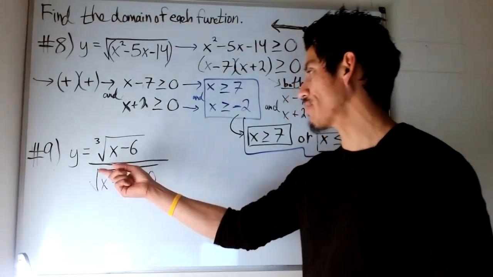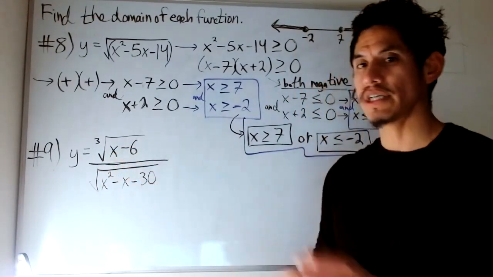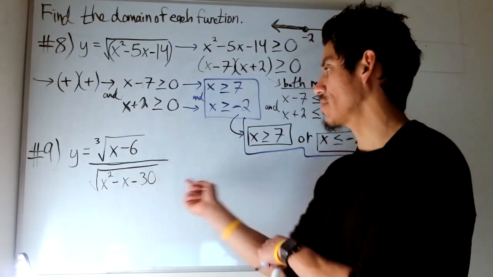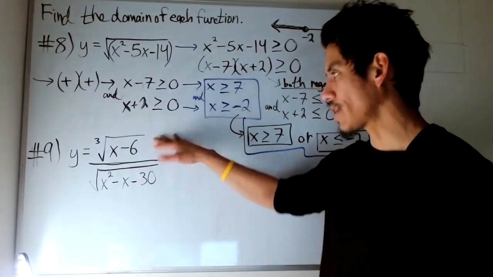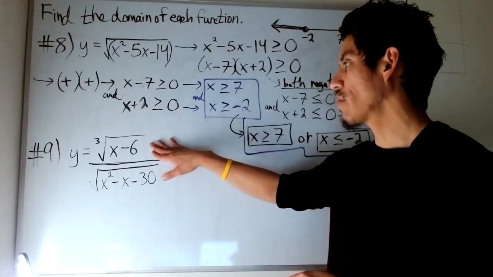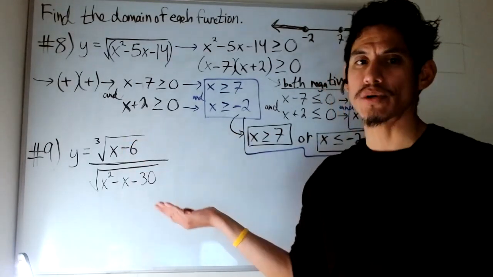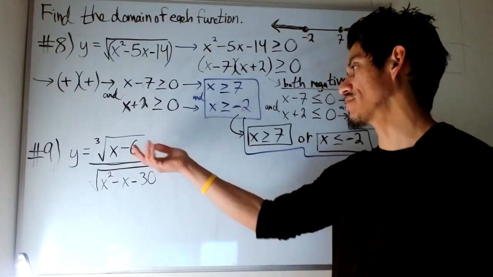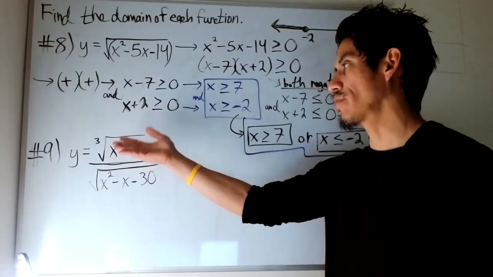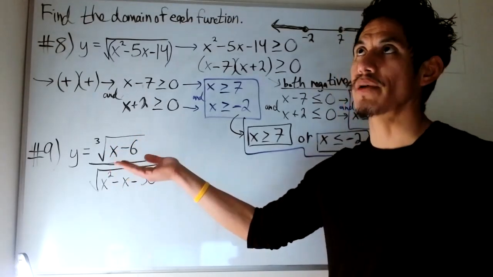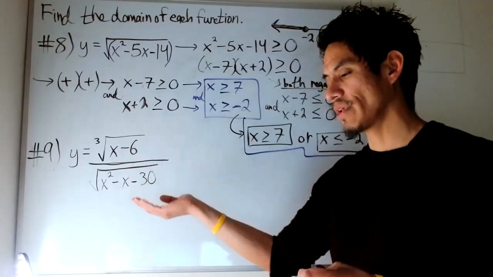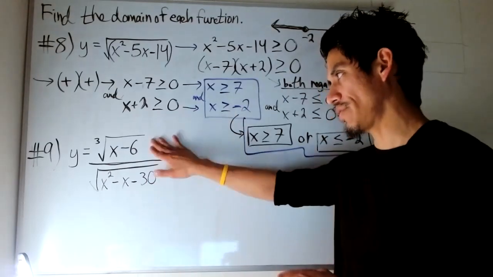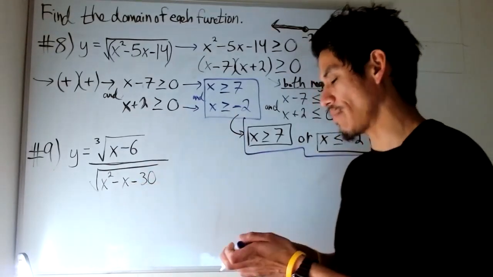All right, for number 9, we have y is equal to the third root of x minus 6, all over the square root of x squared minus x minus 30. So the top, it actually doesn't matter what x is, because you can take the third root of a negative number and it would still work. It wouldn't violate anything, because you're not taking square roots. The third root of -8 would be -2. So the top we don't have to worry about. Again, it's going to come down to the bottom.